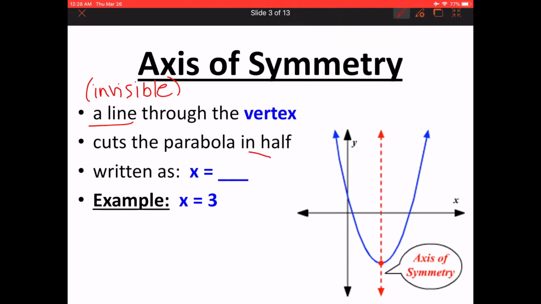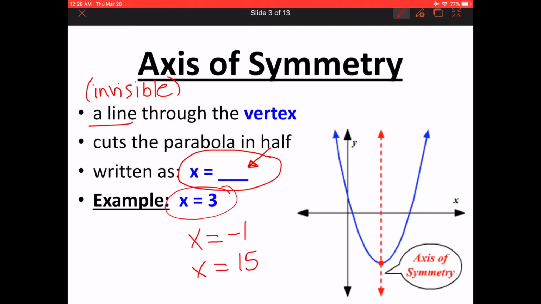The axis of symmetry is always written in the form x equals. In that blank, we would put a number. So for example, x equals 3. You could have x equals -1, x equals 15. The reason that it's x equals is because notice that my axis of symmetry is crossing the x-axis. Because it's a vertical line and it's crossing the x-axis, the axis of symmetry is always in the form x equals and then just the number. Here is where it crosses that x-axis.